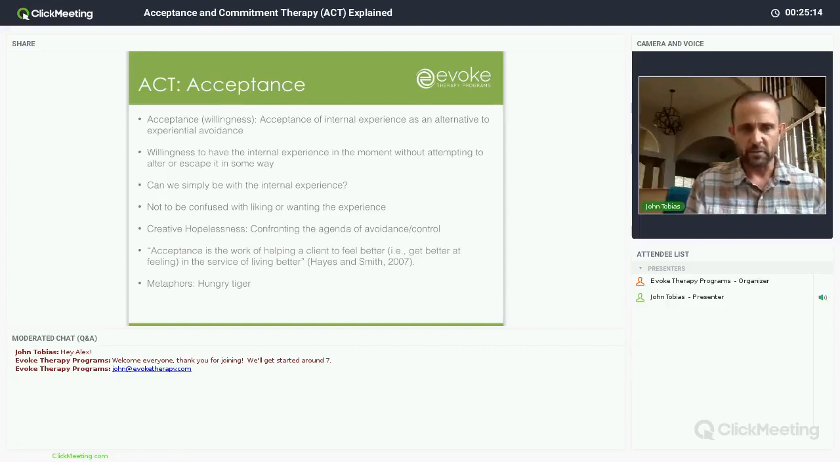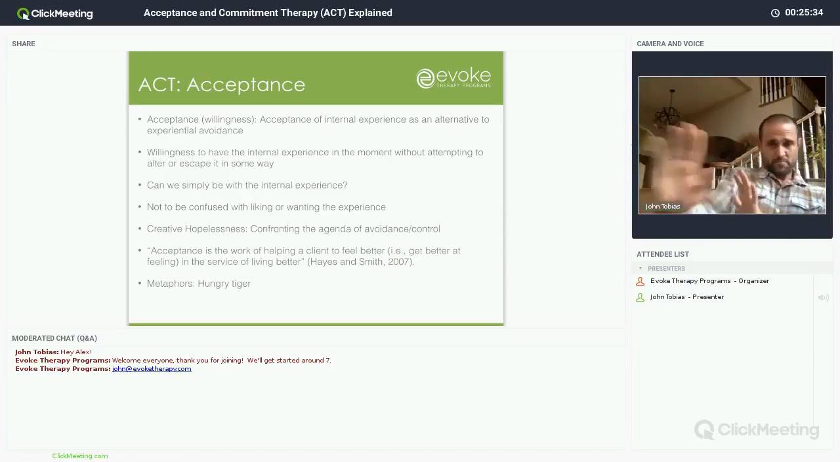So willingness or acceptance is, can we accept the internal experience in the moment without attempting to alter or escape it in some way? So can we accept it for what it is? Can we accept a difficult thought or feeling for what it is without getting into one of these? I don't like what I feel, so I need to push it away. Avoidance.